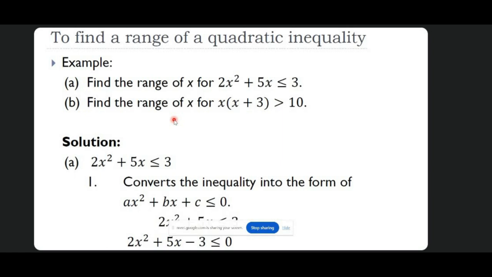Then to find the range of a quadratic inequality, the first thing is the student must arrange it in general form first. Always arrange in general form, no matter if it is form 1, form 2, form 3, form 4, form 5. When you want to key in ax square plus bx plus c equals 0, or smaller than or equal to 0, or larger than 0, always convert it to general form first. Please remind your students.